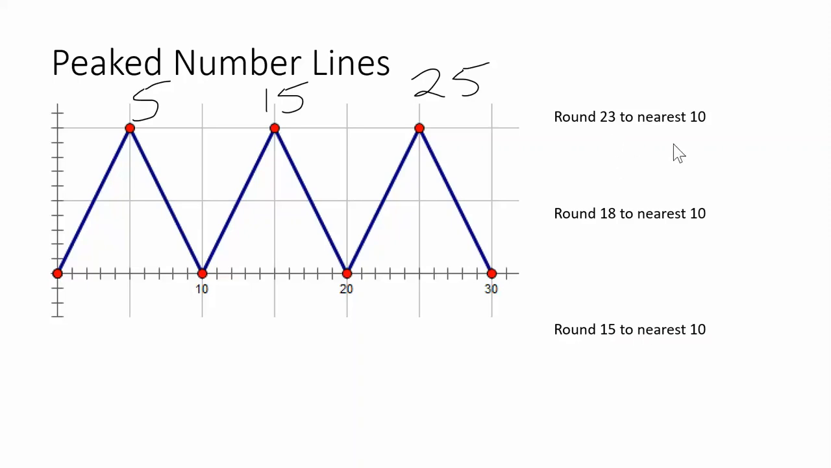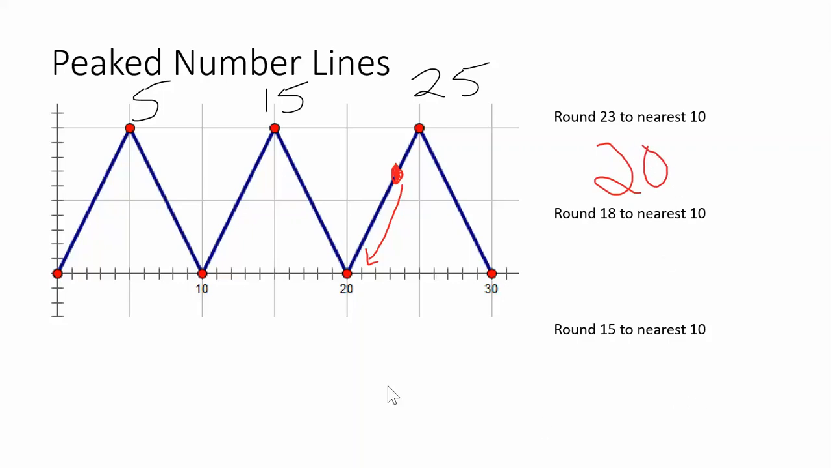Let's round 23 to the nearest 10. So first we're going to start by finding where 23 is. So down here is 20, 21, 22, 23. So that means I would put my dot up there on my peak. Now imagine that 23 is going to slide down into a valley. 23 is going to slide down and it would round to 20. So 23 rounded to the nearest 10 is 20.